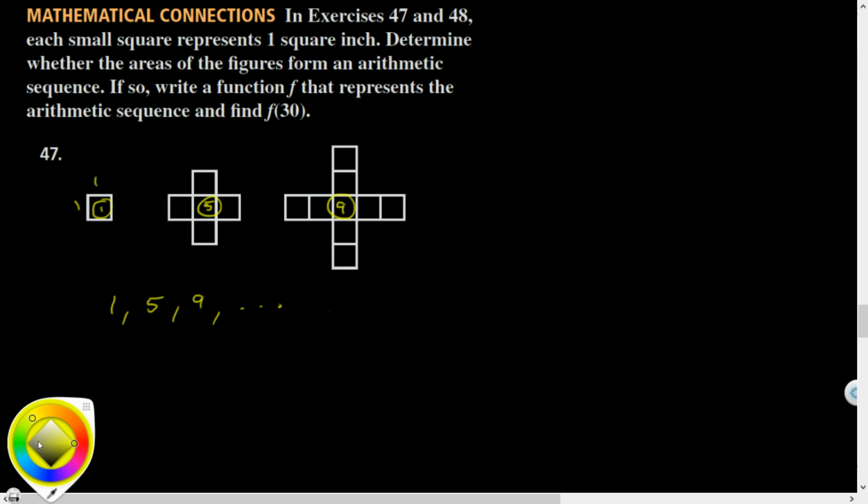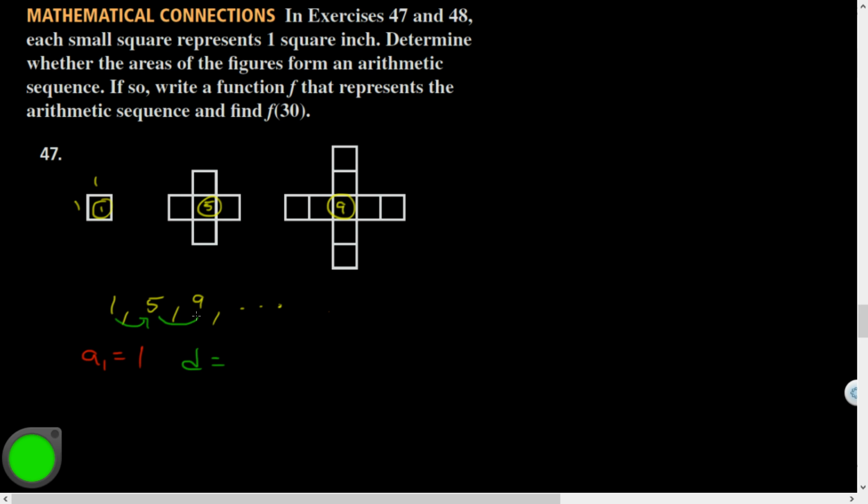So if it's arithmetic, well, my first term is the 1. All right, I've got that. Is there a common difference to this pattern? Is there a number that I'm adding or subtracting? 4. Yeah, add 4, add 4, add 4. Looks like the common difference is 4.